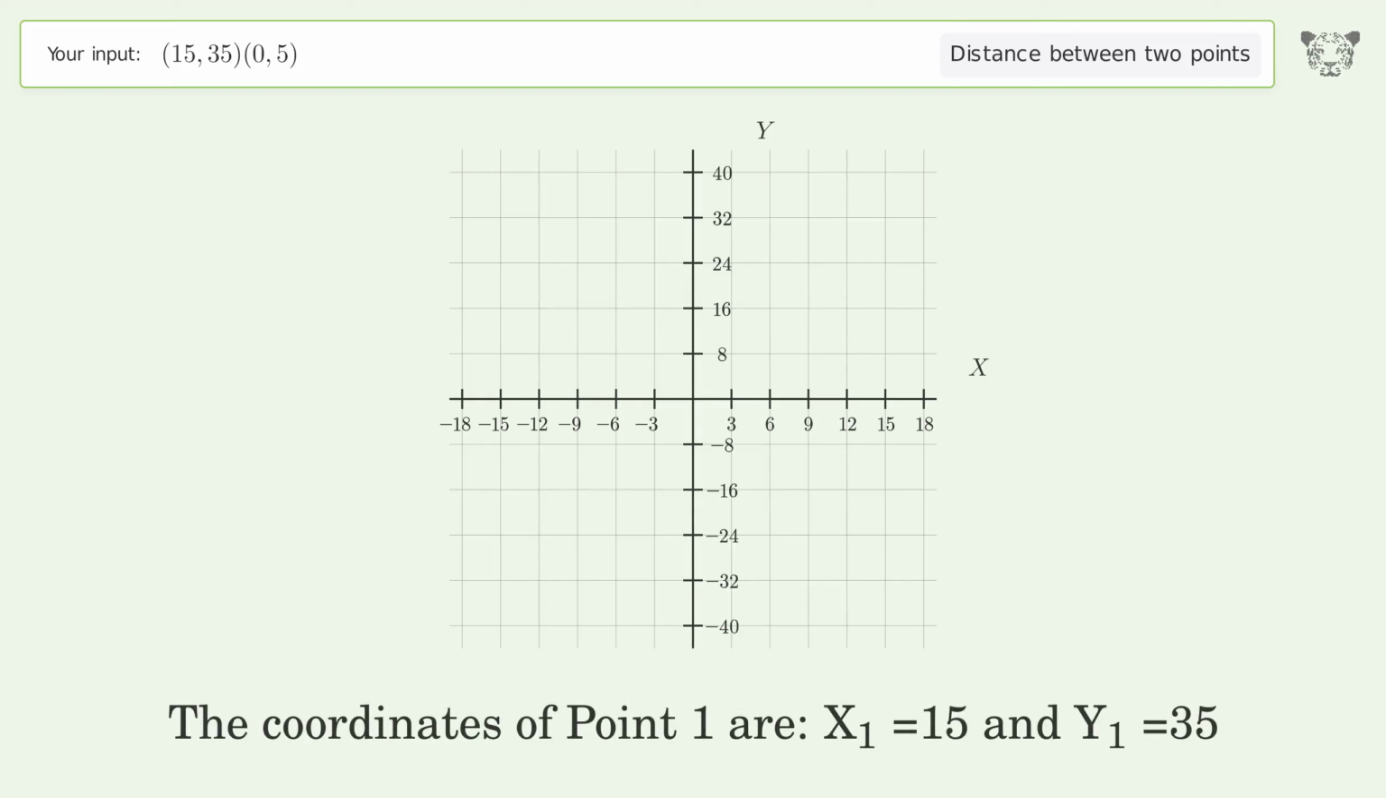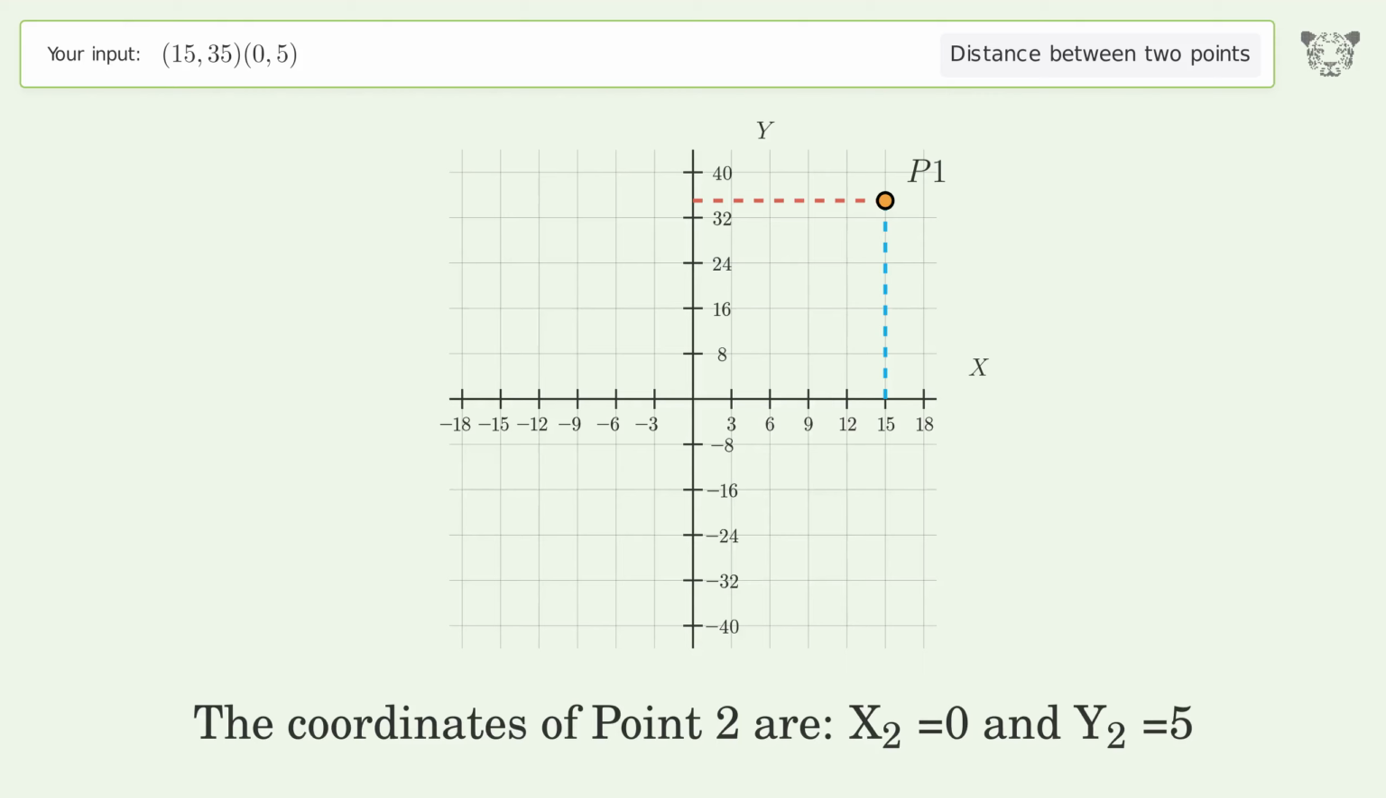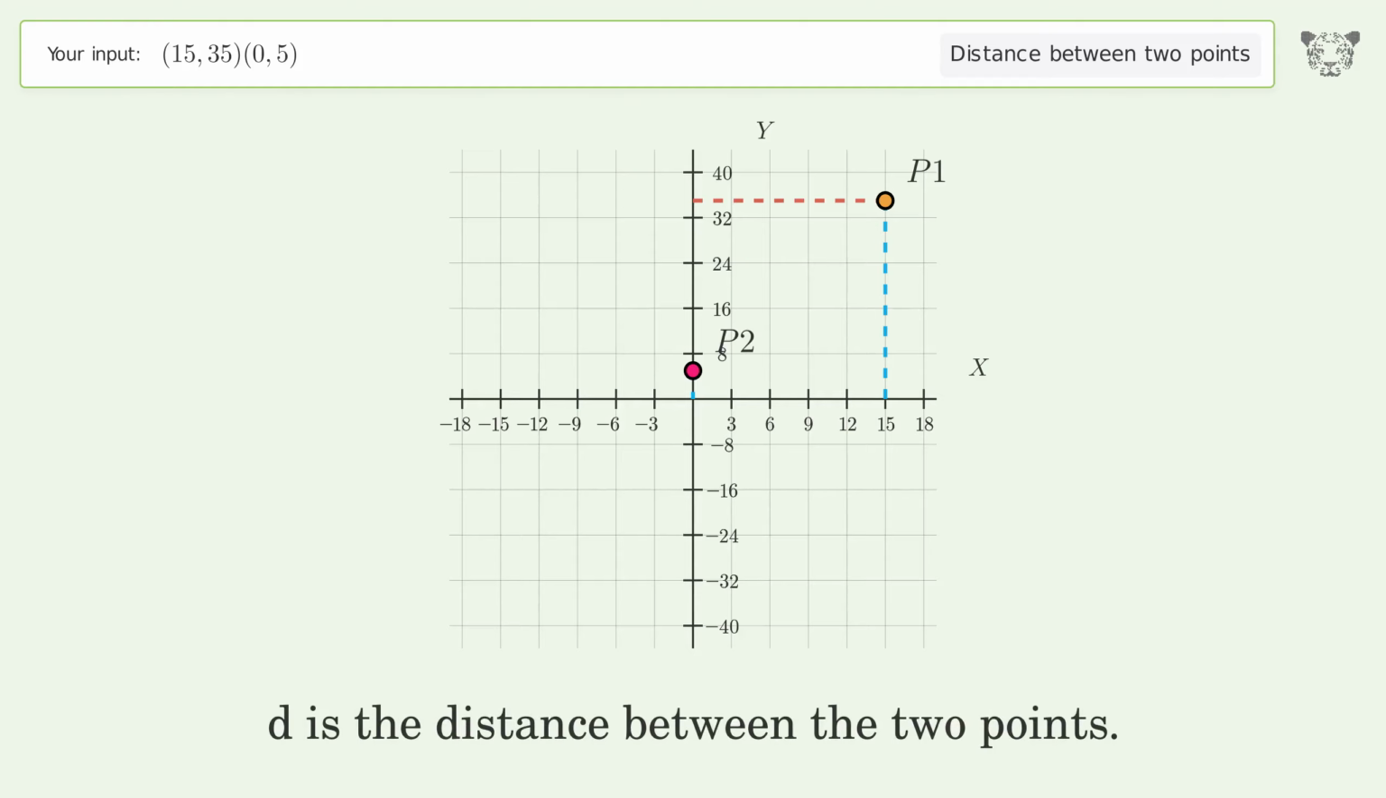The coordinates of point 1 are x1 equals 15 and y1 equals 35. The coordinates of point 2 are x2 equals 0 and y2 equals 5. D is the distance between the 2 points.